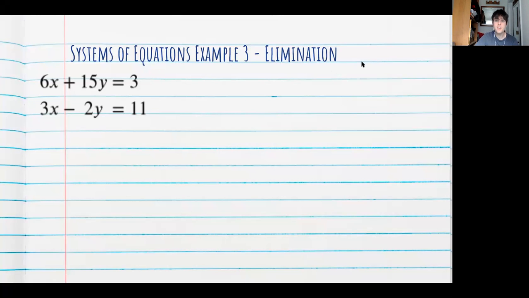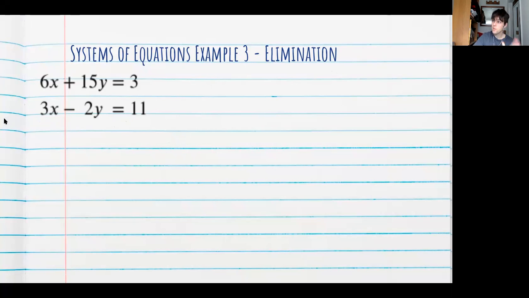All right, so now we're going to be solving a system of equations using the process called elimination. Elimination is when we combine the equations together by adding them or subtracting them, and in that addition or subtraction, we end up canceling out one of our variables, eliminating it, leaving us with just a single variable equation, which is easy to solve. All right, so just taking a quick look at this one.